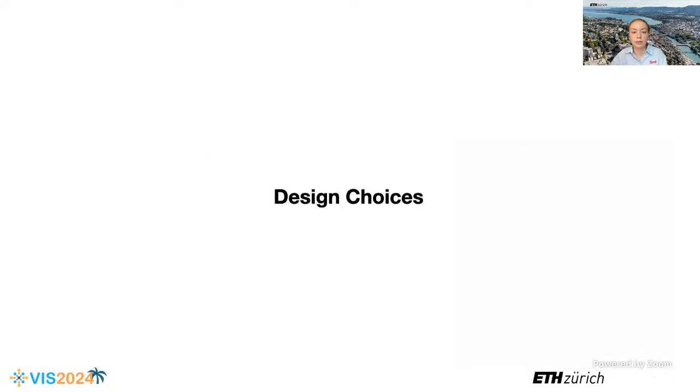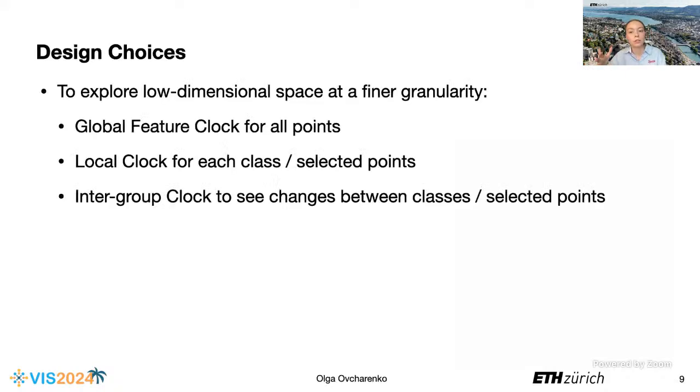And now I will talk a bit about design choices. To explore low-dimensional space at a finer granularity, we suggest three versions of a feature clock: global, local, and intergroup. The global clock gives a general trend, but can miss some information. The local clock shows feature importances at finer granularity for classes or some clusters, or uses selected points. And the intergroup clock shows how points change between classes or clusters and explains how to move a point from one class to another.